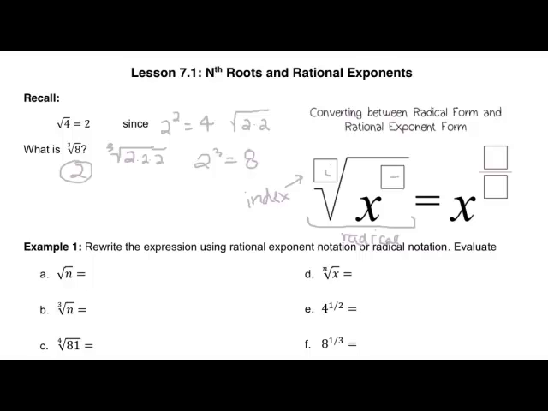Now x can be raised to a power, so we're going to call that e, which is our exponent. And we can rewrite our radical as an exponent. So what we're going to do is the exponent becomes our numerator, and the index becomes our denominator. So it's going to be exponent over index, so e over I. So whenever we see a radical, we can change that into exponential form. So let's look at some examples.